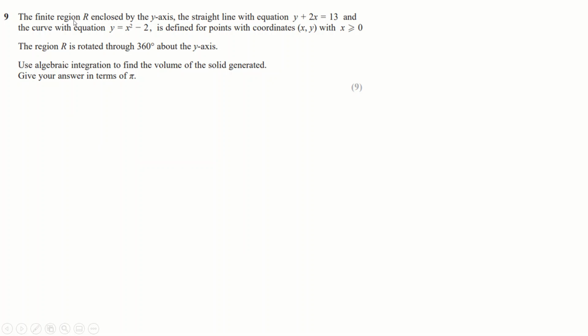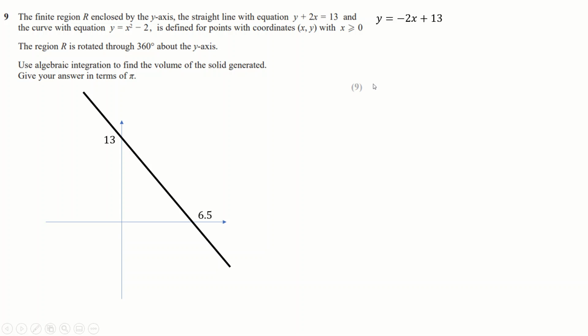Anyway, question 9. Find out region R is enclosed by the y-axis, so let's draw a picture immediately. The straight line with this equation, rearrange it: y-intercept of 13, gradient minus 2. So it goes through 13 up here, and then put in y as 0, and you get x as 6.5. So that's there, that could be helpful.